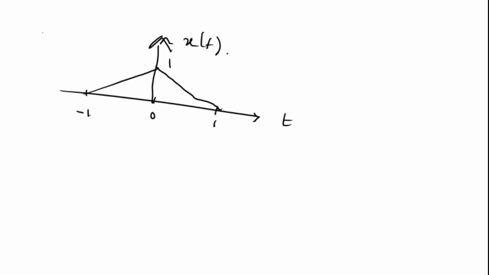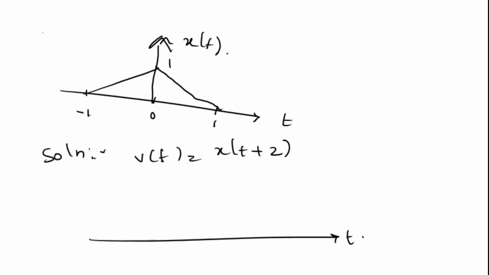So according to precedence rule, first we have to obtain v of t, that is x of t plus 2, representing the time shifted version of x of t. Then we have to compress it by factor of 3 to get y of t is equal to v of 3t, which is equal to x of 3t plus 2. So first we have to draw v of t is equal to x of t plus 2.